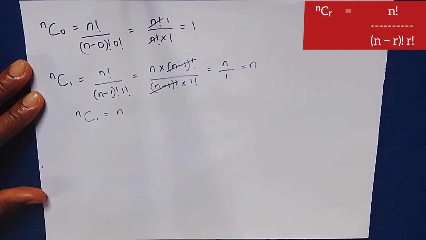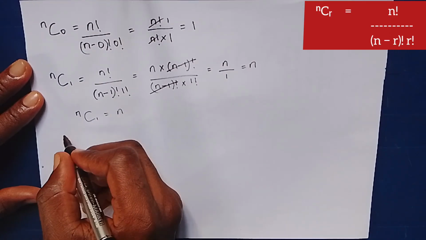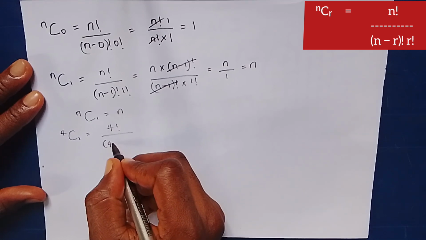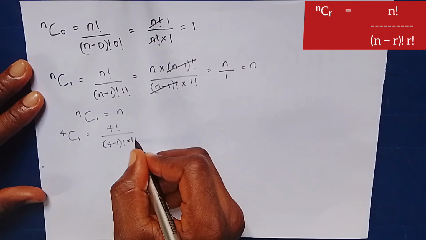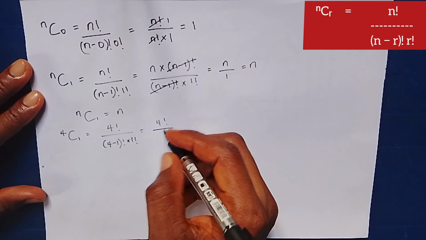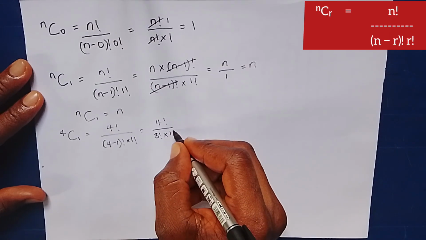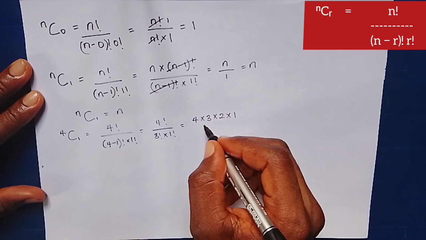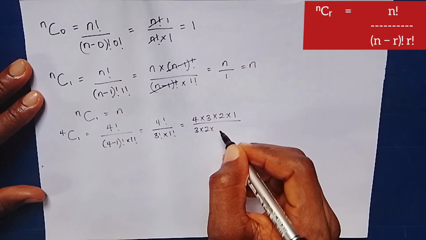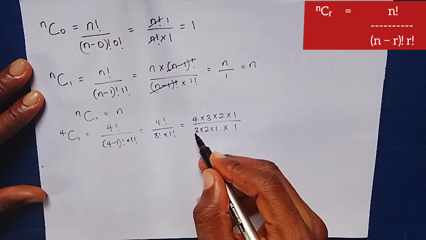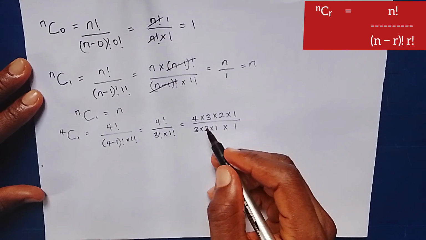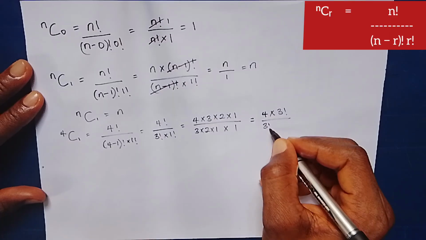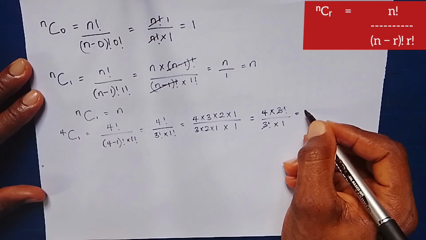Now let's try with an actual number to show you how this flows. Let's try 4 combination 1. This is equal to 4 factorial over 4 minus 1 factorial times 1 factorial, which is 4 factorial over 3 factorial times 1 factorial. This is equal to 4 times 3 times 2 times 1 over 3 times 2 times 1 times 1. Looking at this, this can also be expressed as 4 times 3 factorial over 3 factorial times 1. So 3 factorial cancels 3 factorial, and we are left with 4.